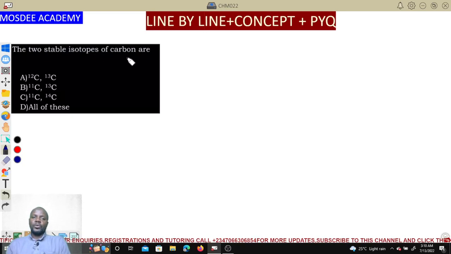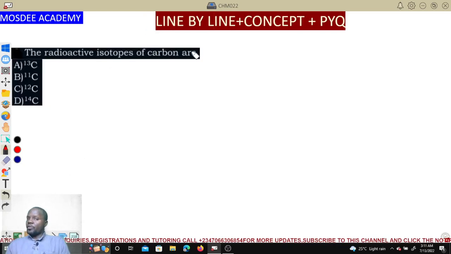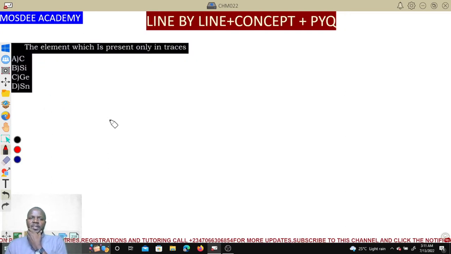Now, the next question, the two stable isotopes of carbon are carbon 12 and 13, already discussed, will be the right answer to that. The next question, the radioisotope of carbon is carbon 14, as it is used for carbon dating. The next question, the element which is only present in traces is dash.